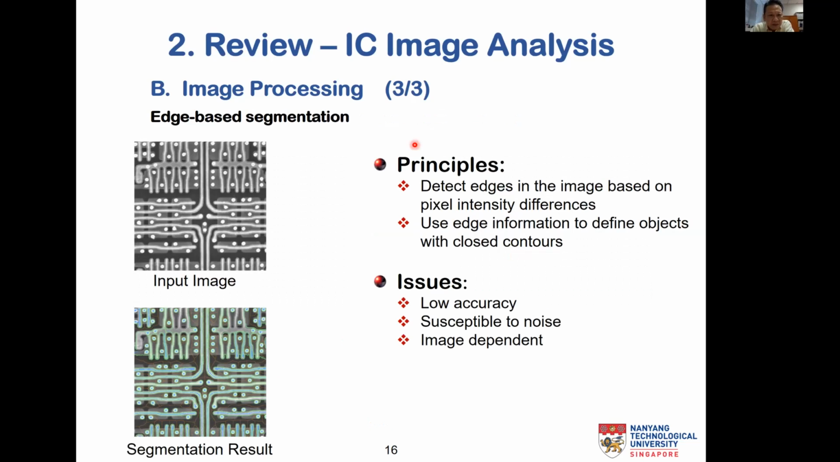The third image processing technique is edge-based segmentation. As we know, you detect the edge in the image based on the pixel intensity differences. For example, from this edge to another edge, you know that this is a VR and this is a so-called diffusion. So you can use this method. However, using this method also has low accuracy, is susceptible to noise, and is image dependent.